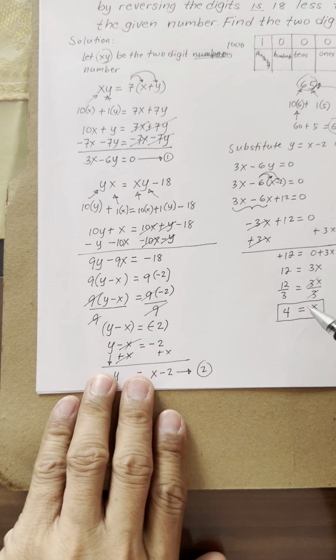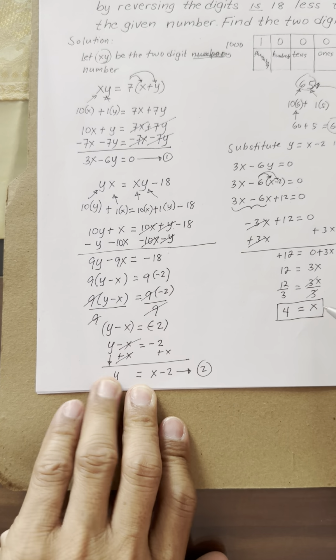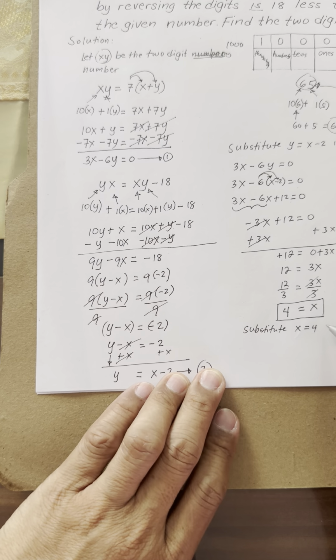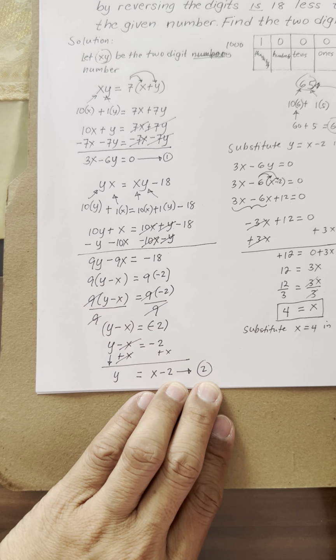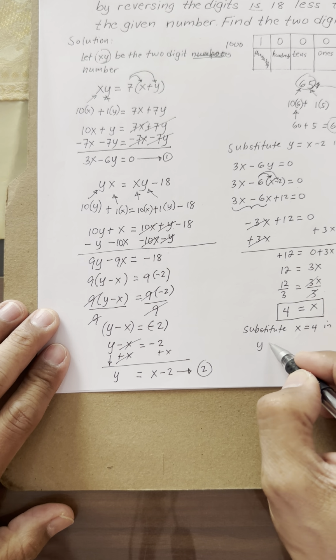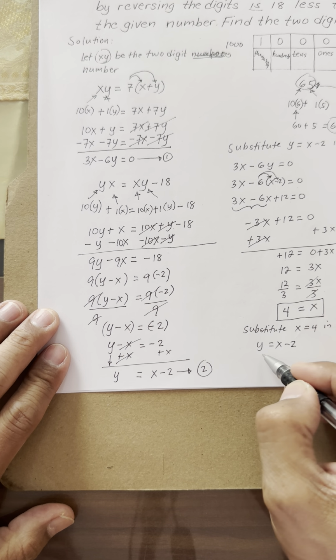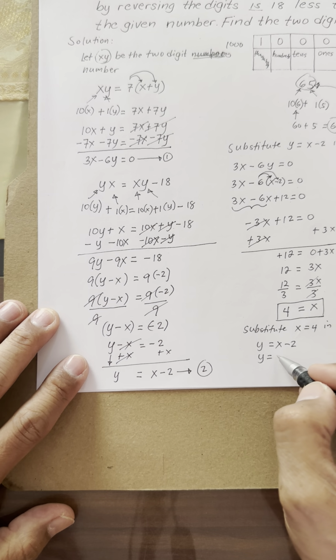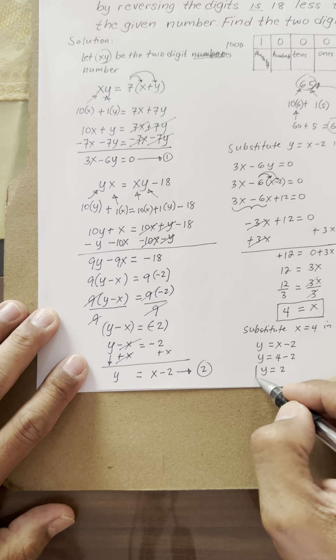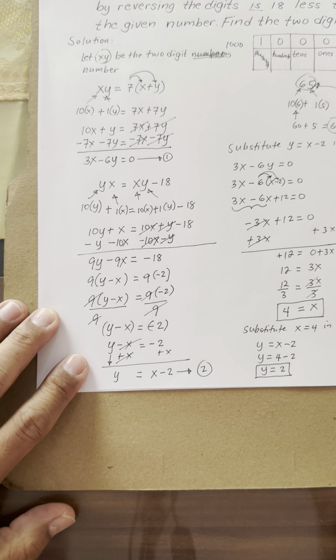We haven't solved y yet. So to solve for y, we have to substitute x equal to 4 in our equation 2. So this is our equation 2: y equal to x minus 2. Substituting the value of x equal to 4, so 4 minus 2, y is equal to 2. So we have solved the other digit.